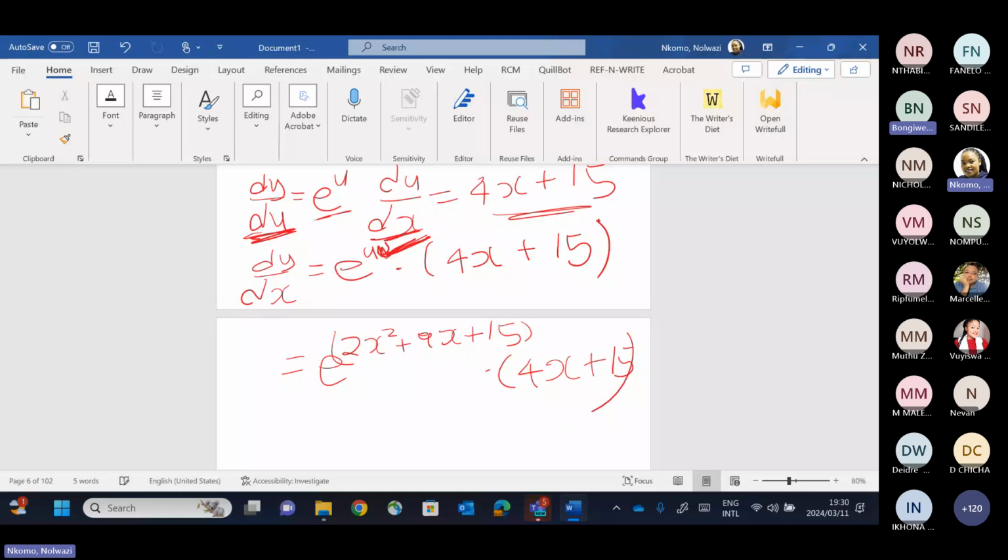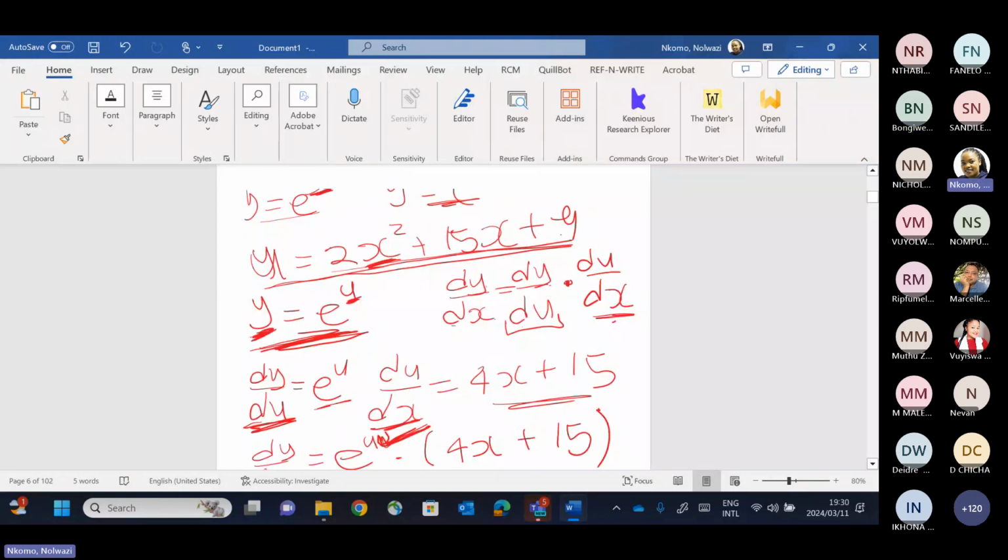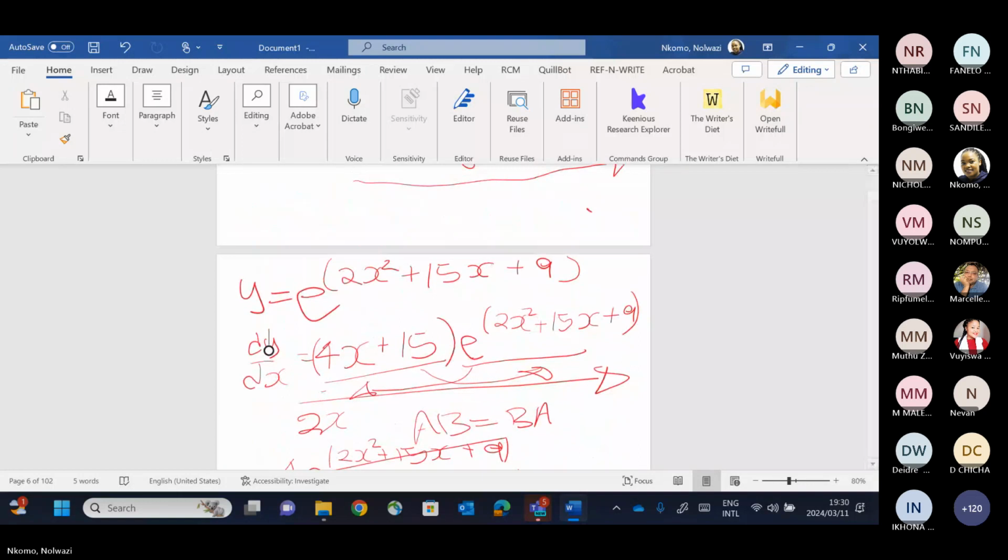Which is the same thing as this one. It's 4x plus 15 times e to the power 2x squared plus 15x plus 9. The reason I wrote it this way is because I think it looks neater.